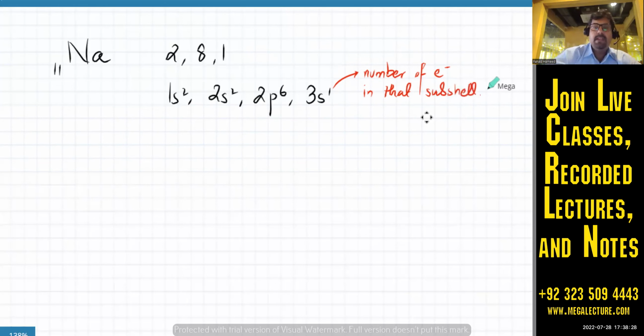It's the number of electrons in that particular subshell. So you can see that the P has 6 electrons, the S has 2 electrons, the S over here has 2 electrons. So this number on top, the tiny number on top, that's the number of electrons in that subshell.